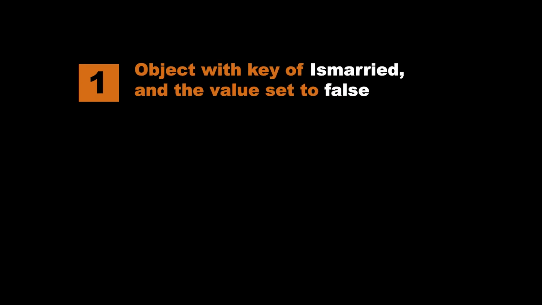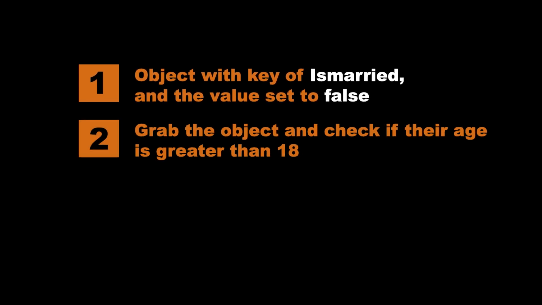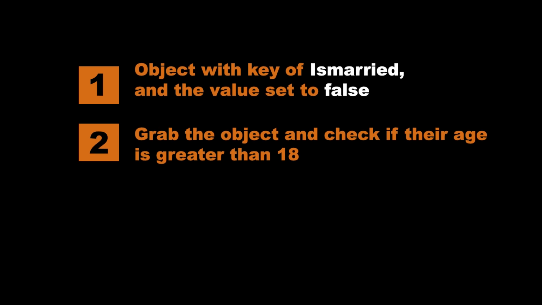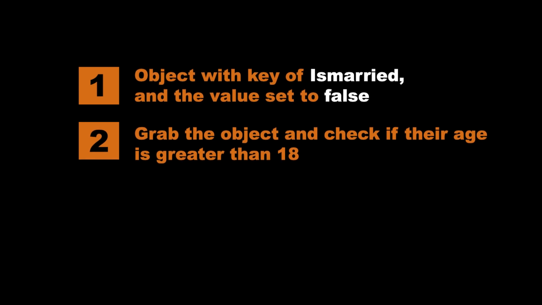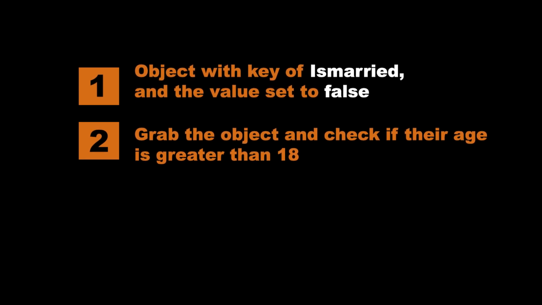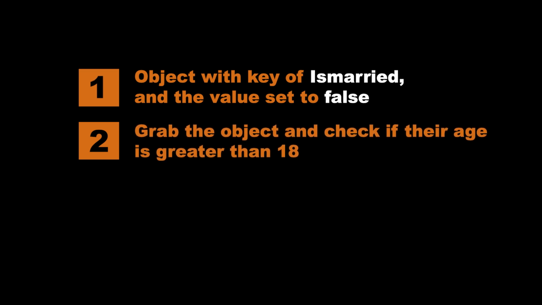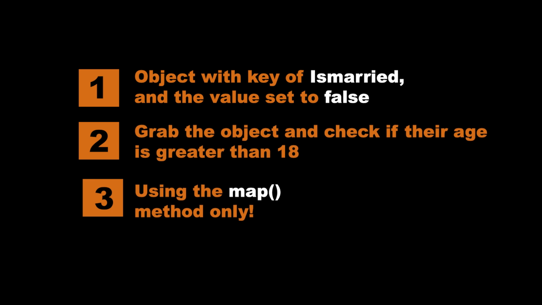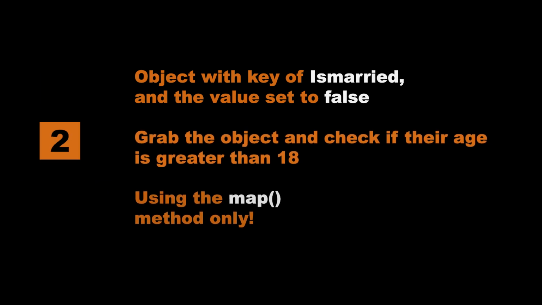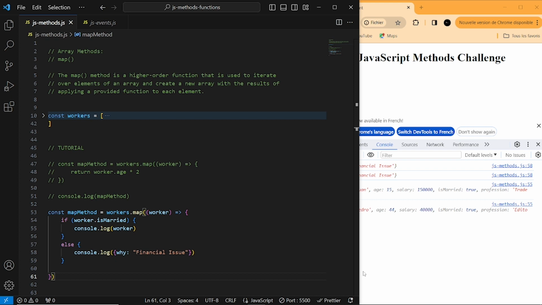But here is your own challenge, and I really want you to work on this challenge. I want you to select the object that has the key set to is married and then the value set to false. So based on that, grab the object and check if they are older than 18. If they are older than 18, you can tell them that they are old enough to get married. So if they are less than 18 years old, you can tell them that they are still young to get married using the map method only. Guys, practice, and in no time, you're going to get better.